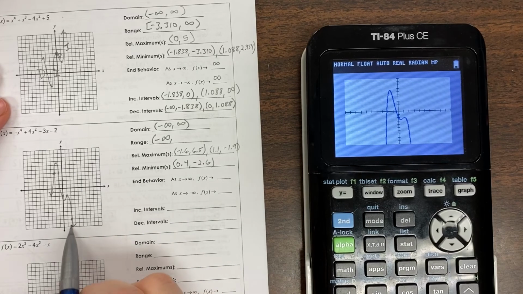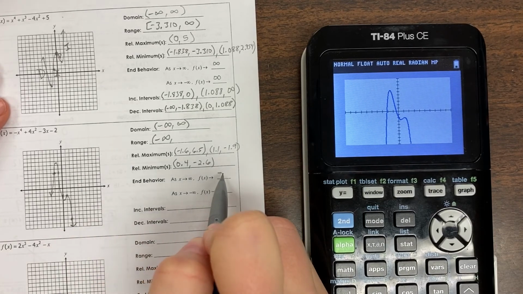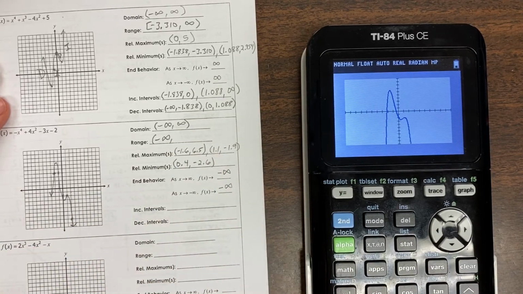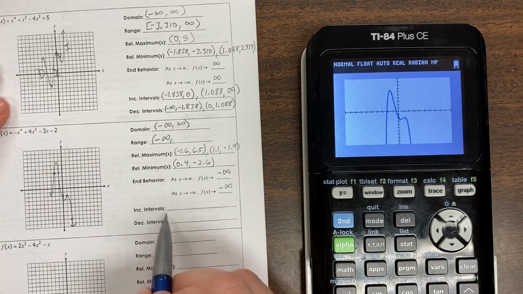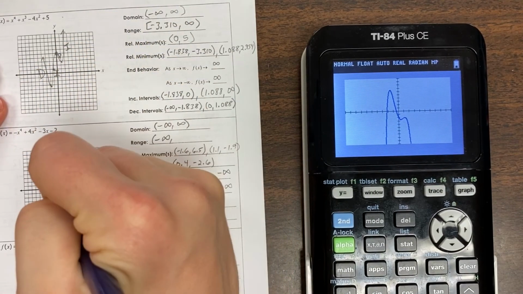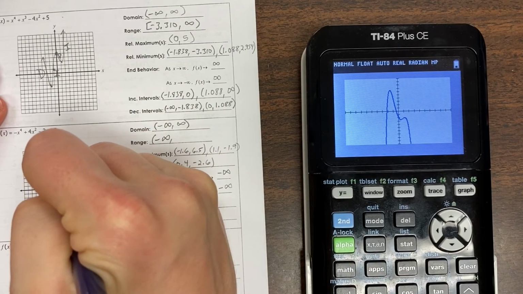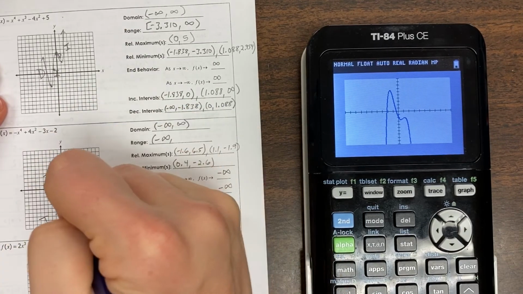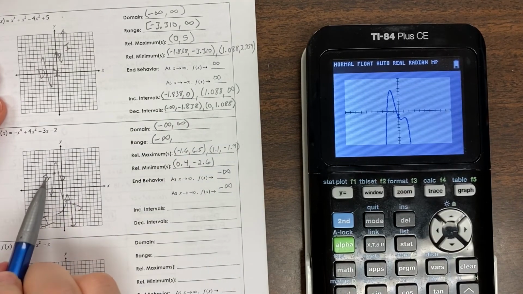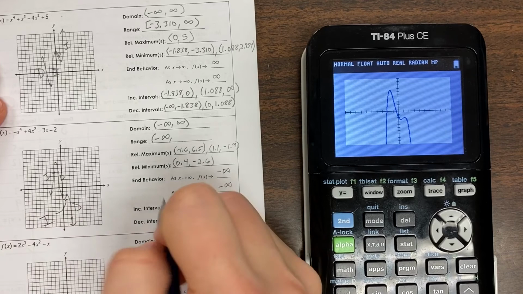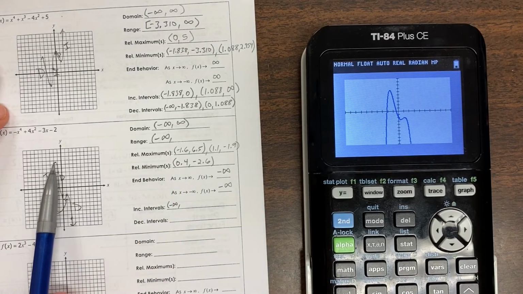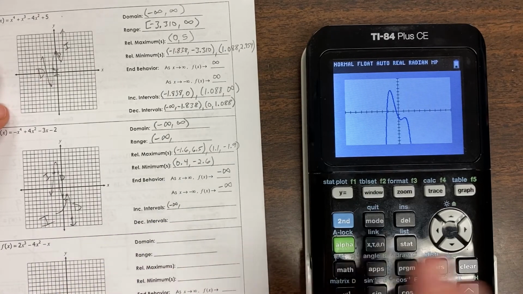So in behavior, this tail is pointing down to negative infinity. The right tail is also pointing down to negative infinity. Now we've got our increasing and decreasing intervals. So we're increasing here, then we decrease, then on that little bitty piece right there, we increase, and then we decrease again. So increasing, we've got this interval from negative infinity to that first x coordinate of our max, which is negative 1.6.